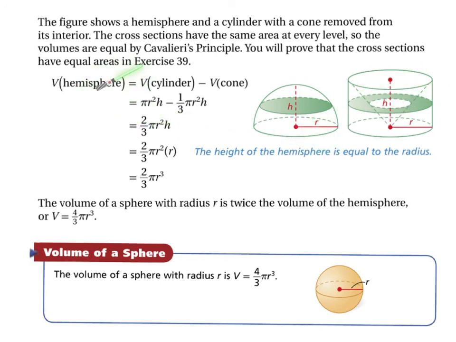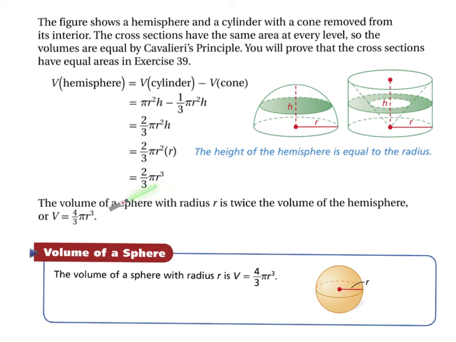So the volume of a hemisphere is equal to the volume of a cylinder subtracted by the volume of a cone. So if you actually did this, the volume of a cylinder is pi r squared h. Subtract the volume of a cone, 1/3 pi r squared h. You actually get 2/3 pi r cubed. And that is the volume of a hemisphere.